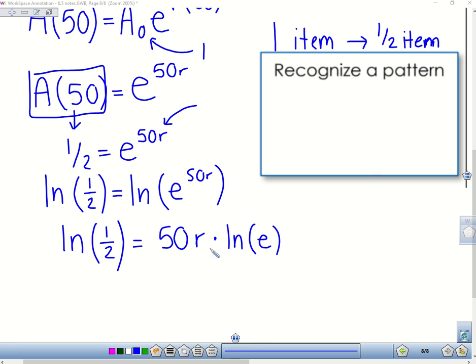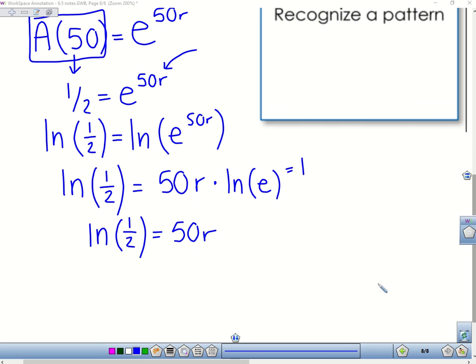So does anybody know what ln of e is? It's one of the 5 rules that you learned about in 6.3. You can do it in the calculator too if you don't know, so you would type in e and ln. It's just 1. Okay? It's just 1. So that just leaves us with ln of 1/2 is equal to 50r.